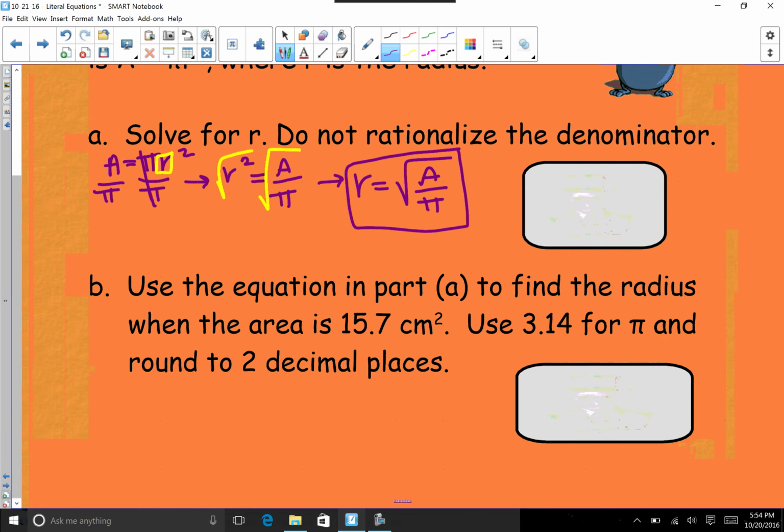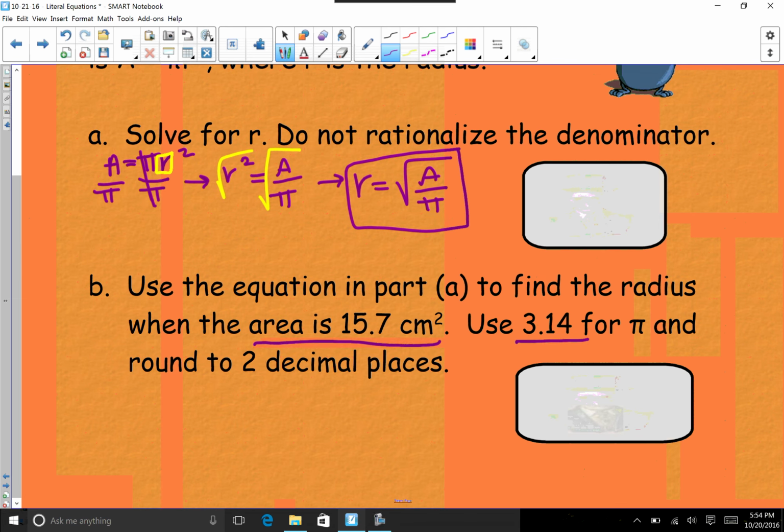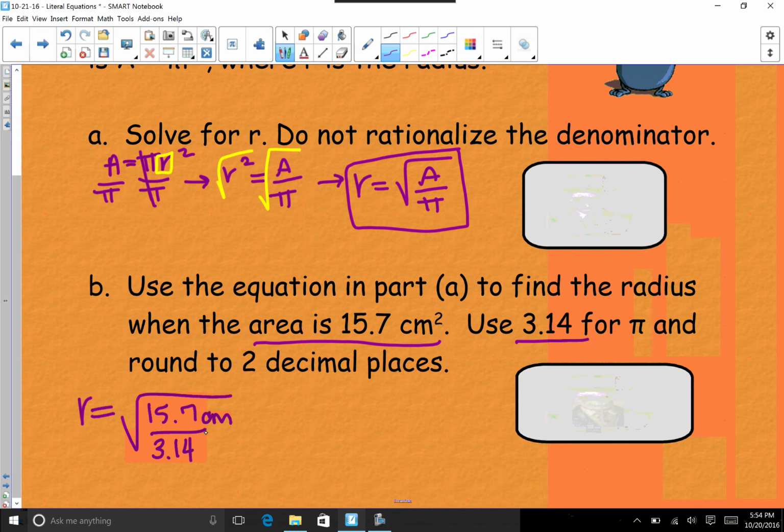All right, so using this equation that we just found, can we find the radius when the area is 15.7 centimeters? Use 3.14 for pi. My area is the A, so I would have r equals the square root of 15.7 over 3.14. And technically this is centimeters squared. It said to round to the nearest two decimals.